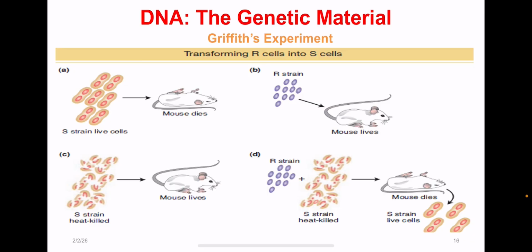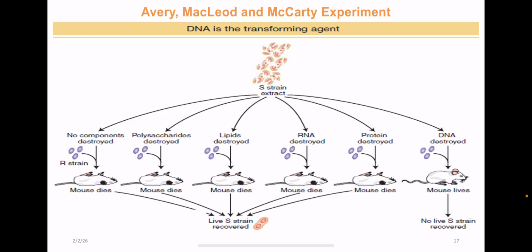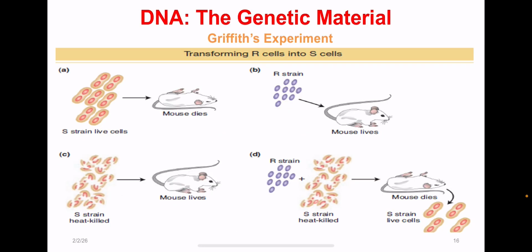Okay, so someone can ask this question: why are carbohydrates, proteins, lipids, or even RNA not the genetic material, but DNA? And how did we come to the conclusion that DNA was the genetic material? So we are going to talk about a series of experiments that have been done already, and how they established that DNA is actually the genetic material.